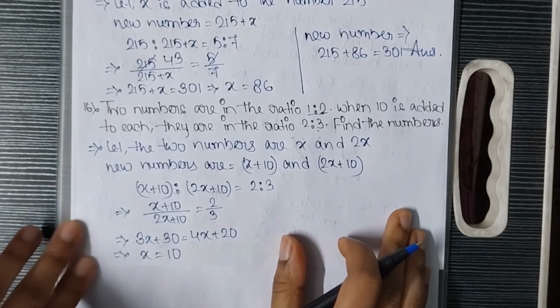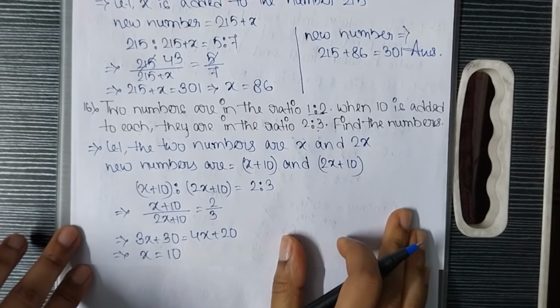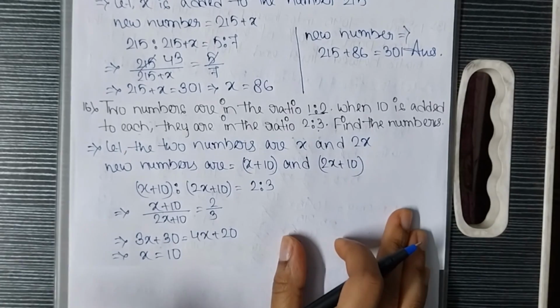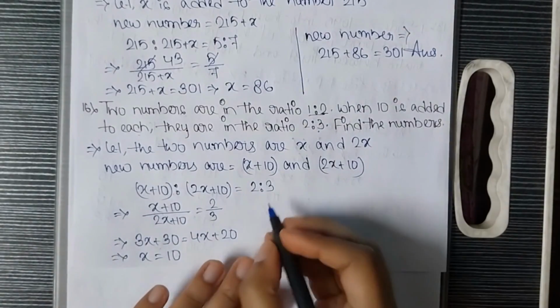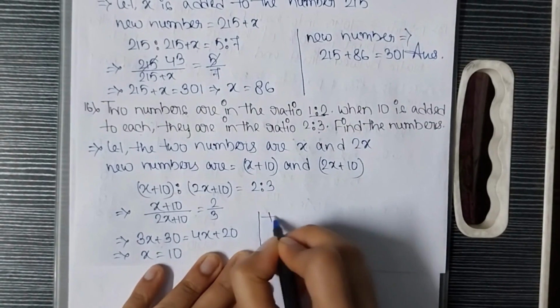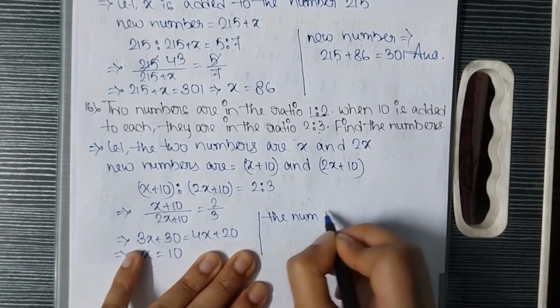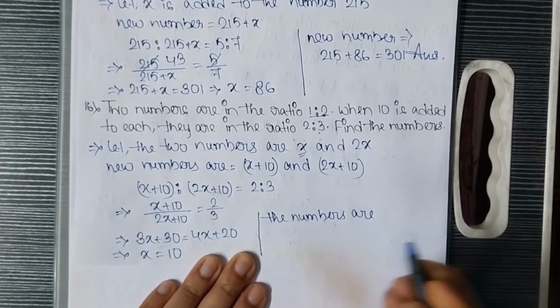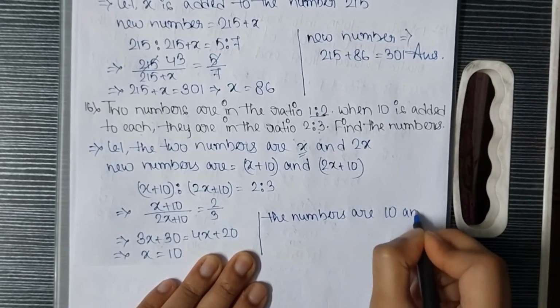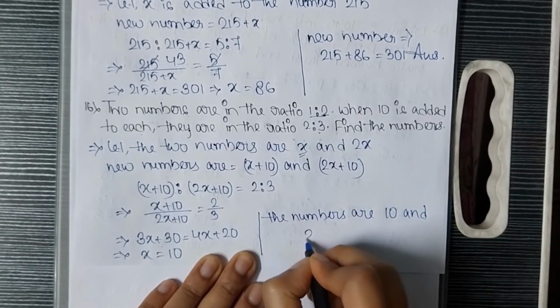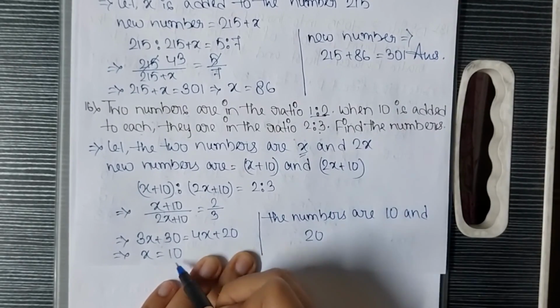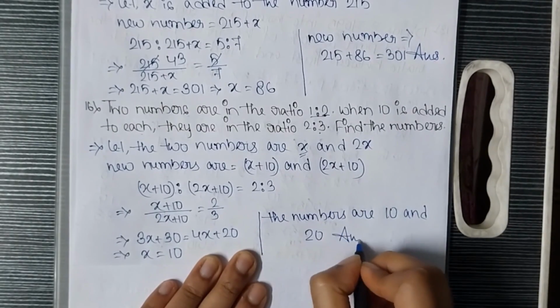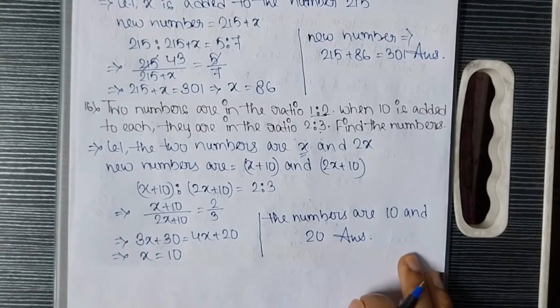So, here we can already find the value of x. Now we have to find the numbers. So, the numbers are, one is x, that is 10, and another one is 2x, that will be 20, means 2 into 10, 20. So, this is how we can solve this type of problem.